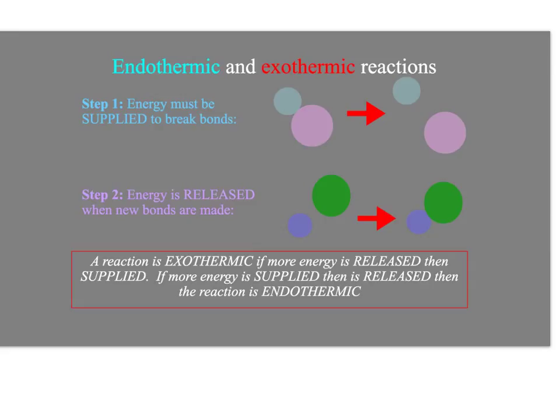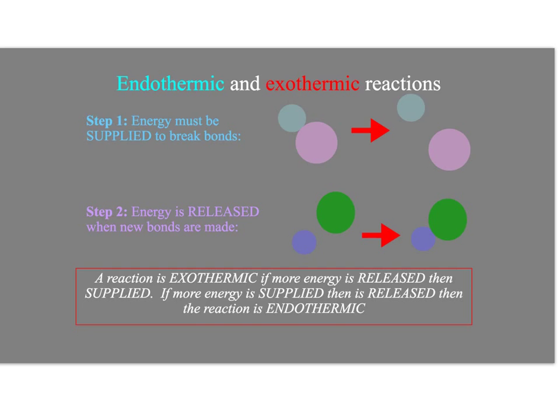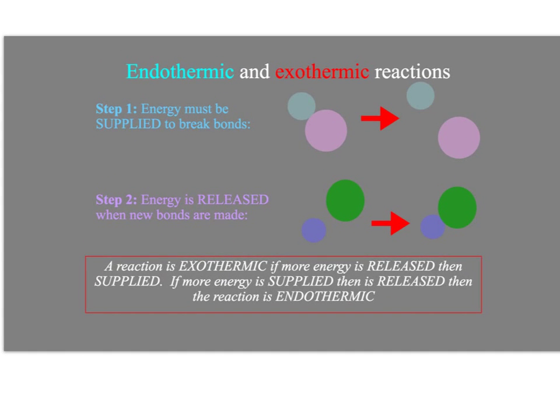So whenever a chemical reaction takes place, bonds are broken and bonds are formed. It's a common misconception. People think, oh, exothermic, that's when bonds are formed, endothermic, that's when bonds are broken. No, in both of them you have bonds being broken and bonds being formed. When bonds are broken, you have to supply energy. So energy is taken in when bonds are broken. Energy is released when new bonds are made. So when this green one comes together and forms a bond with this blue atom, energy is released.